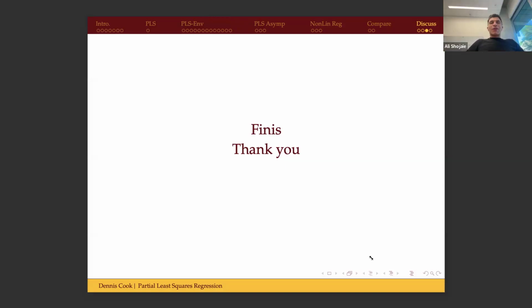Can I ask one more question now that we're at the end of the talk? Sure, absolutely. So this idea of using partial least squares with nonlinear regression, which I think is pretty interesting. Previously you could get basically inference for the beta parameters for the linear regression. What happens in this case with the nonlinear regression?